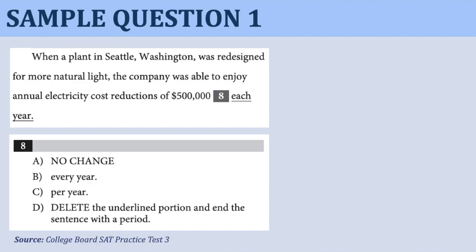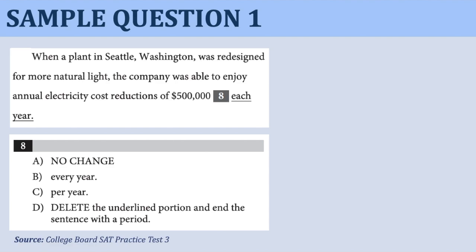So let's apply this to an SAT practice question. When a plant in Seattle, Washington was redesigned for more natural light, the company was able to enjoy annual electricity cost reductions of $500,000 each year. Our answer options are A, no change, B, every year, C, per year, and D, delete the underlined portion and end the sentence with a period.